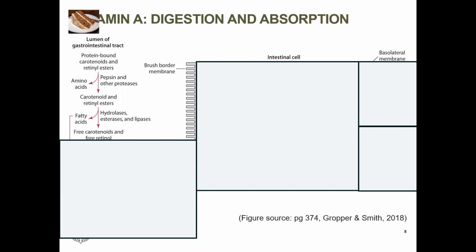So as usual, the first step is that the enzymes pepsin and proteases remove the protein portion so that we only have carotenoids and retinyl esters. As I just mentioned, retinyl ester means that a fatty chain is attached to it. So that fat is now removed by other enzymes in the gut, such as esterases and lipases. So the body is doing all that effort so that we have free carotenoid and free retinol available for absorption.